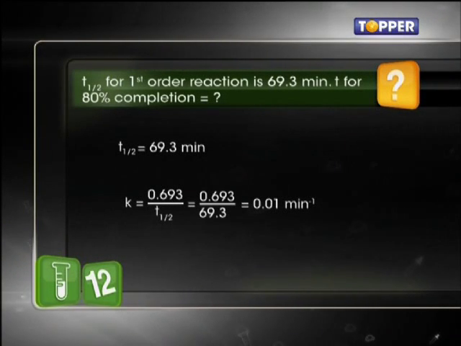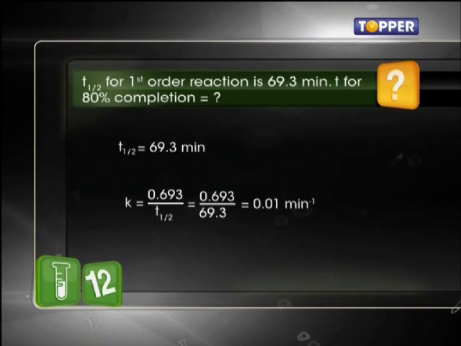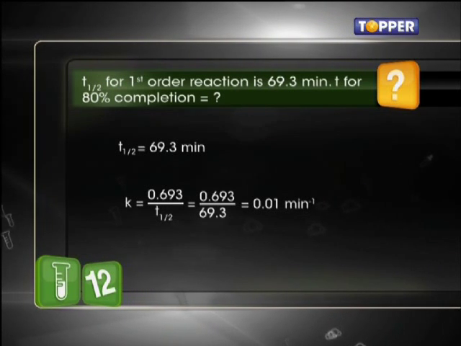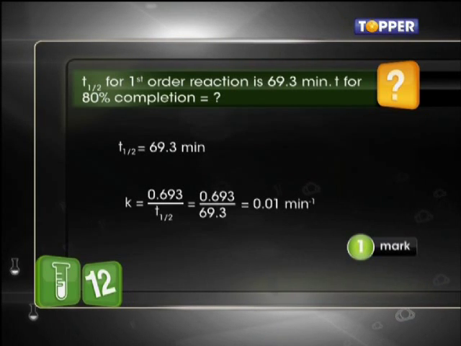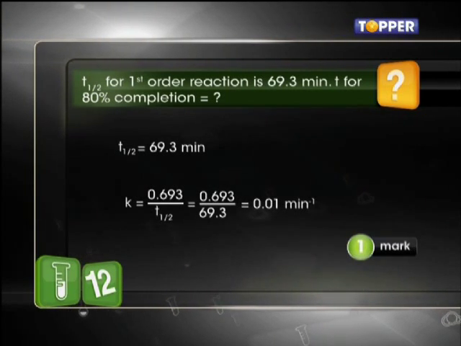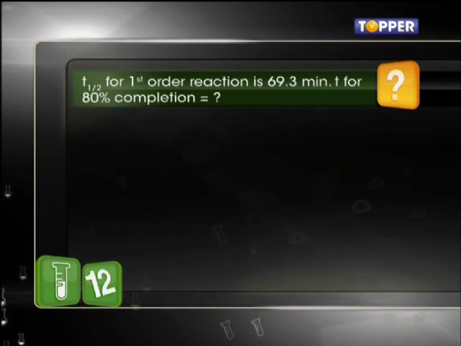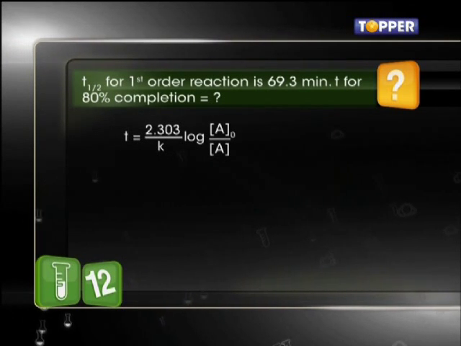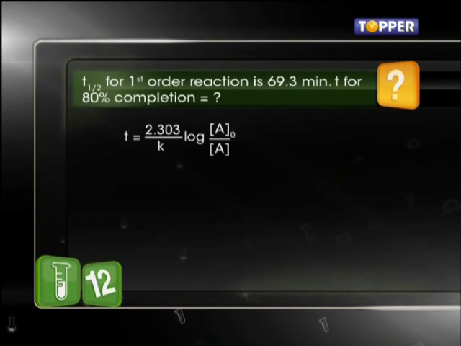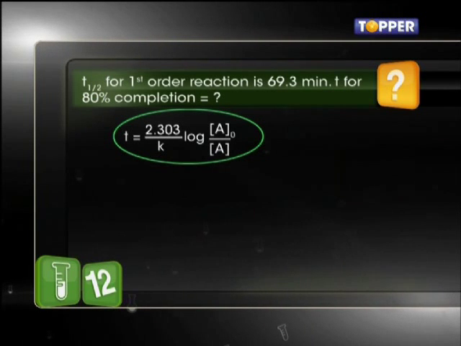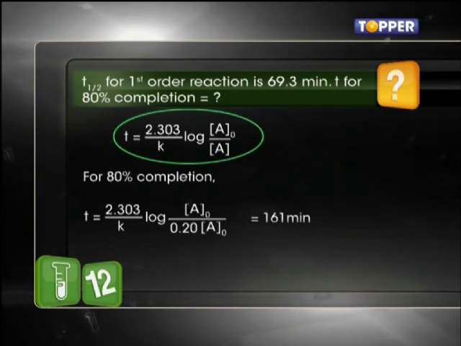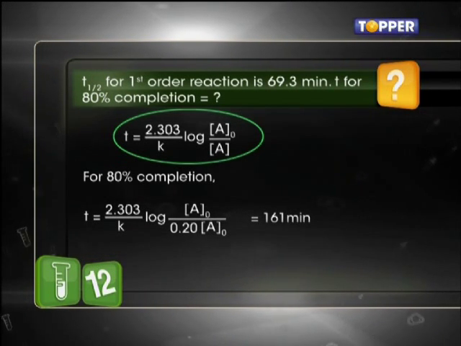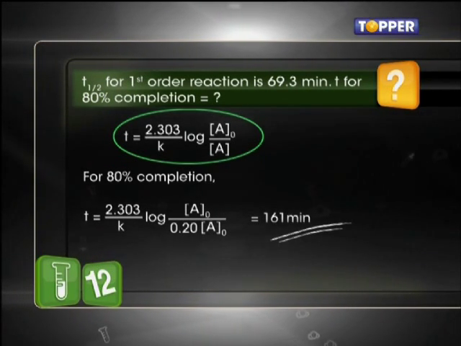From the question you can see that the value of half-life is given as 69.3 minutes. Substituting this value, we get the value of rate constant as 0.01 minute inverse. For calculating the time for 80% completion of the reaction, we use the integrated equation for first-order reaction. Substituting the values, we get the value of time as 161 minutes.